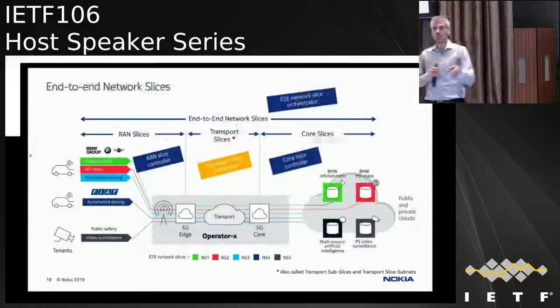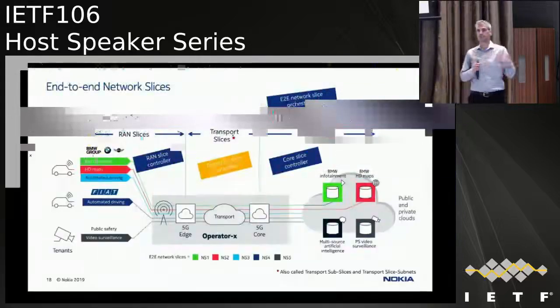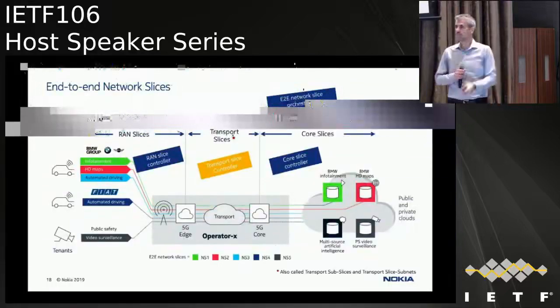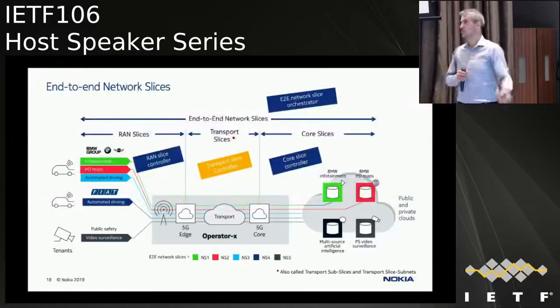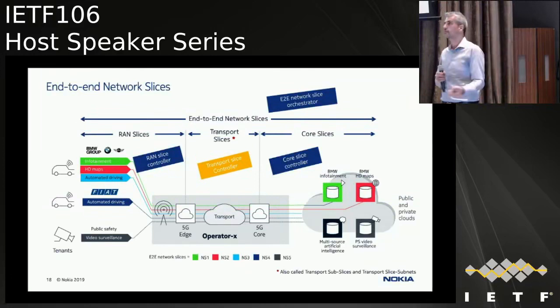There are a few observations from this high-level picture, which to me are very important. First, an end-to-end network slice is different from a transport slice. In the picture, it's very clear that a transport slice is a portion of an end-to-end context.